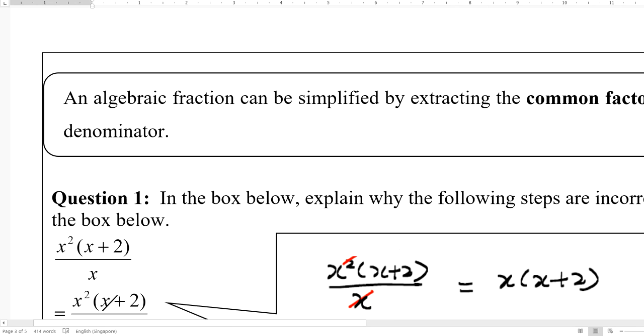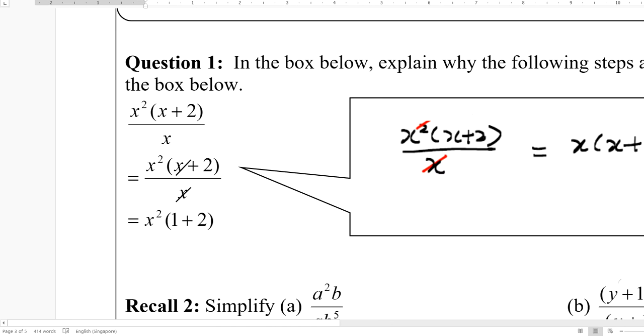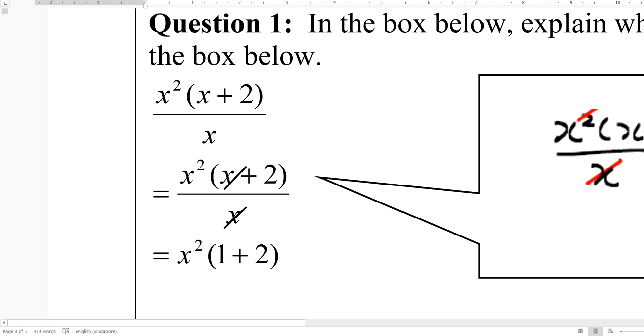I'll show you the answer for this. Explain why the following steps are incorrect. So here we have x squared times x plus 2 over x. And then we try and factorize. Then the student decides to, hey, let's cancel the x in the denominator and this x in the bracket. Okay, and this is wrong.